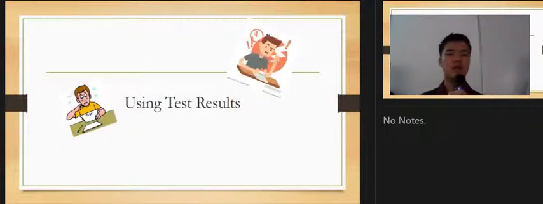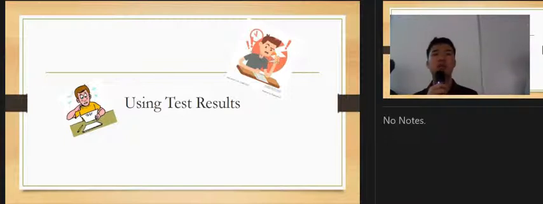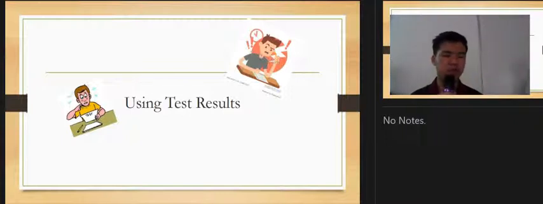The next section is using the test result. So far we have focused on how to study and take the test effectively. In this section we will discuss how to use the test result to get the greatest benefit from it.